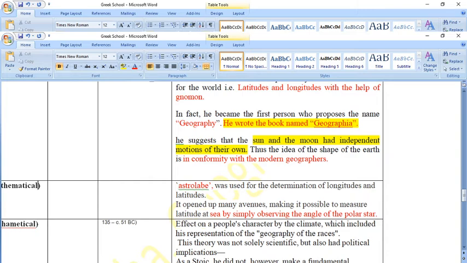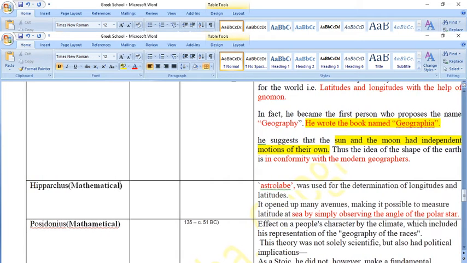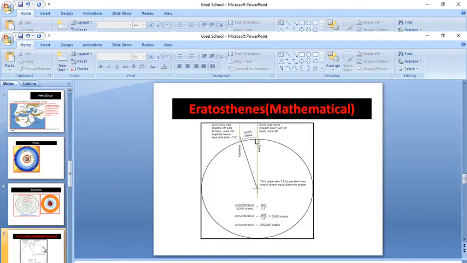This is a new way of thinking in astronomy and the solar system. His approach was a mathematical approach to identify the shape, size, pattern and motion of the earth. Then go to that slide.